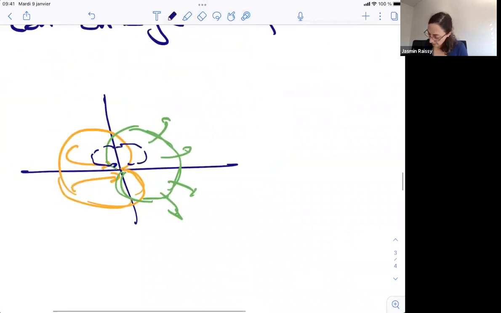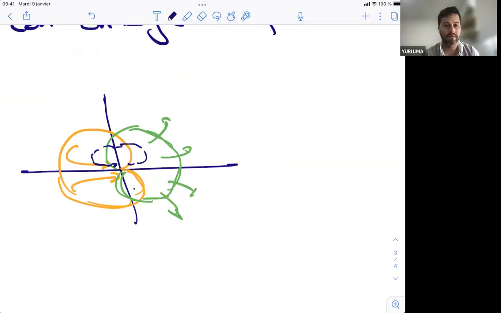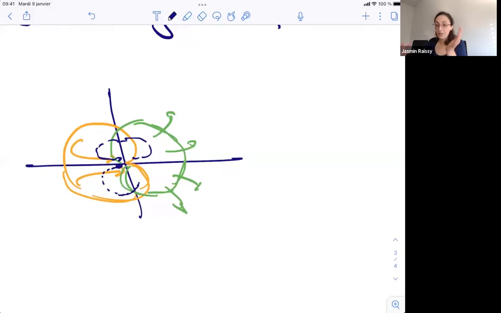Okay. I take a point in the intersection. Well, it's going to go out of the repelling petal to enter back in the attracting petal in this kind of stuff. But if I consider the inverse, which is well-defined, the local inverse, it was coming from an orbit. So it's going to go like this on the other side. Not sure that it's really seeable.